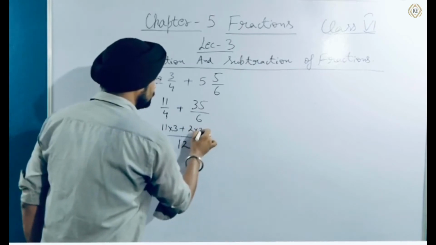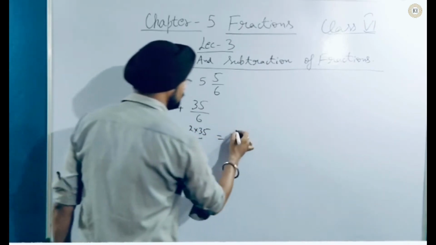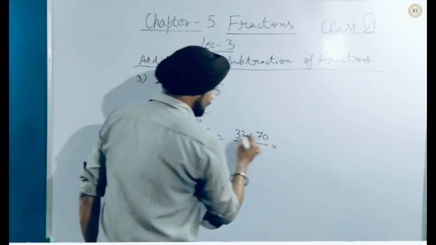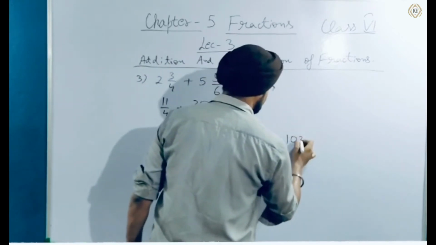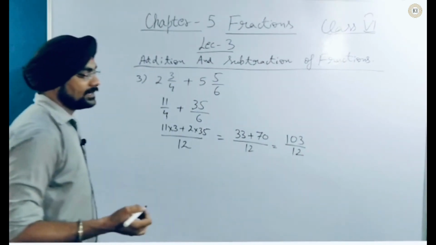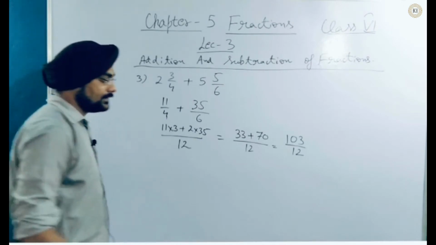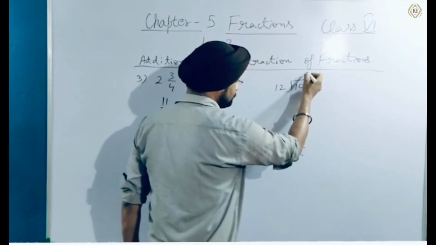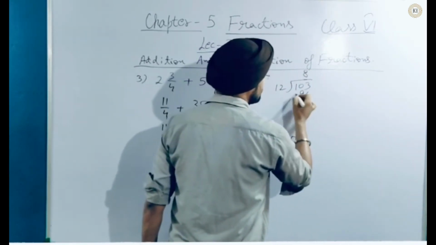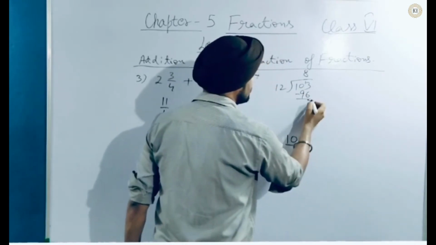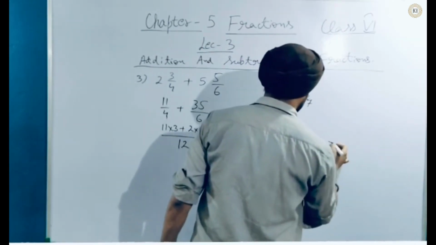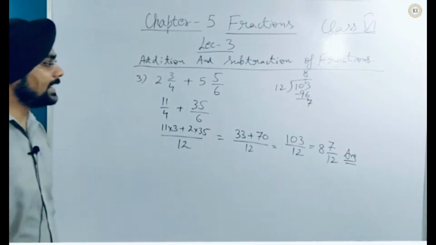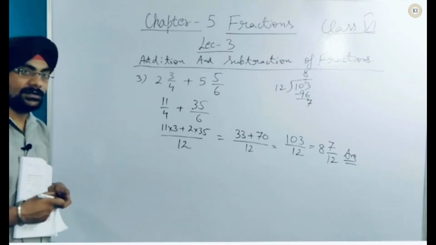It will be 2 into 35. Now 11 into 3 will be 33, and 35 into 2 will be 70, upon 12. Again add them, and you will get 103 by 12. And at the last you can convert this into a mixed fraction. So 103 by 12: 12 eights are 96, 103 minus 96 will be 7. So it will come 8 whole 7 by 12. So in this way we add fractions whenever they are like or unlike fractions.